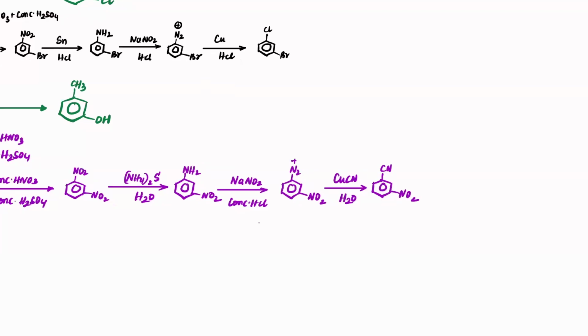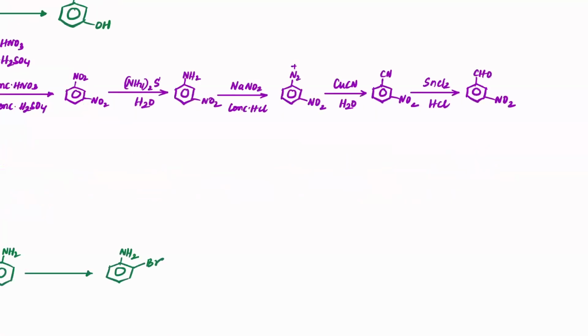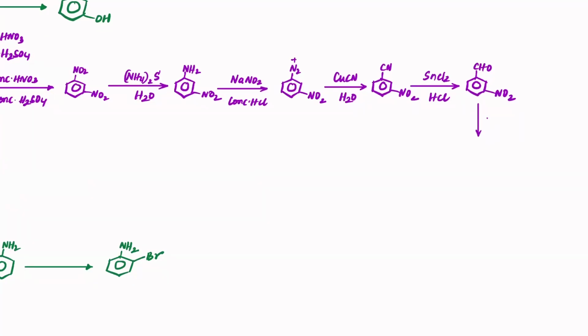Okay. And that's when we can use SnCl2 and HCl. What is this one? Stephen's reduction. You can perform Stephen's reduction, that will convert into an aldehyde and NO2. And once you get an aldehyde and NO2 here, correct, we can use Wolff-Kishner reduction, so that the aldehyde will convert into CH3 and NO2.